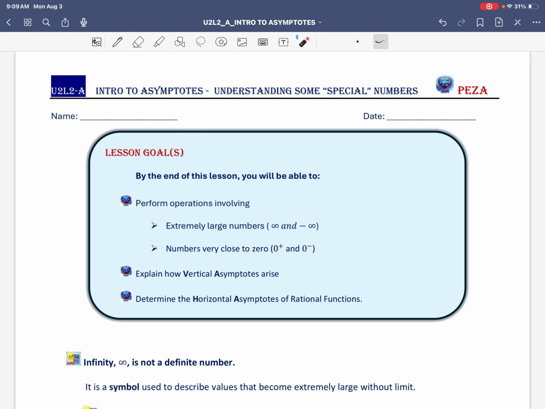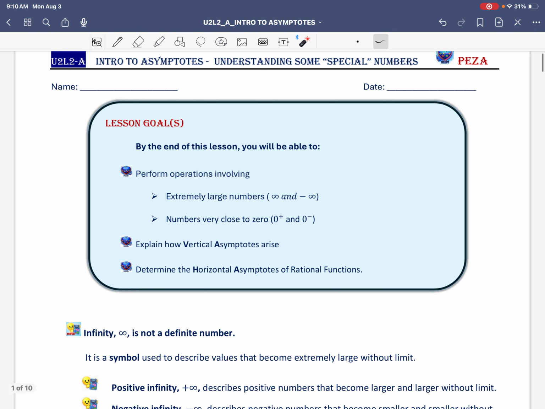In this video, we'll begin our introduction to asymptotes by exploring some special mathematical values. Our goal is to understand how to perform operations involving extremely large values and values that are extremely close to zero. Understanding how these values behave will help us explain how vertical asymptotes are formed and how horizontal asymptotes are determined in rational functions. Before we can understand asymptotes, we must first review concepts such as positive infinity, negative infinity, and values that approach zero.